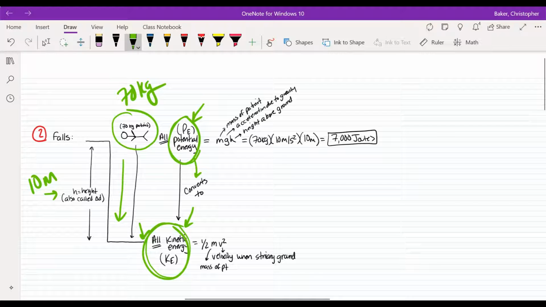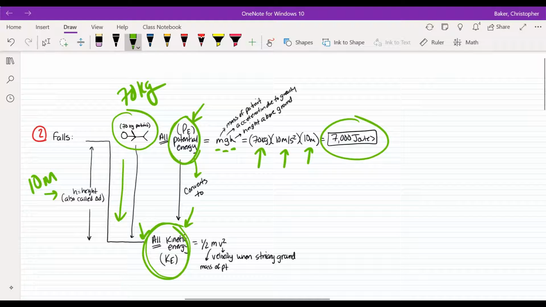So how do we do that? Well, for potential energy, you take the patient's mass, you multiply it by acceleration due to gravity, and multiply it by the height above the ground. So in this case, we have 70 kilograms times 10 meters per second squared, which is acceleration due to gravity, times a height of 10 meters, and that equals 7,000 joules. Joules is the unit that we use for energy.